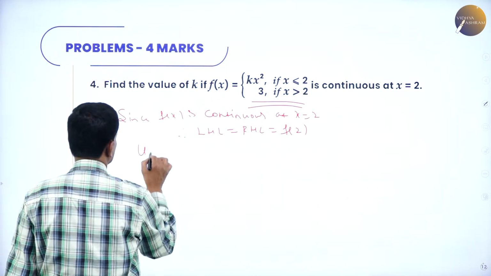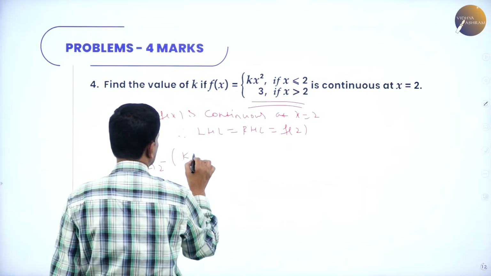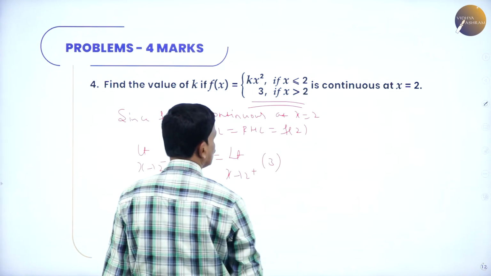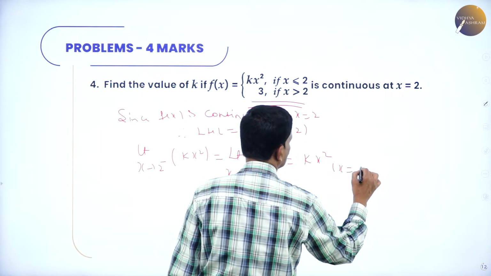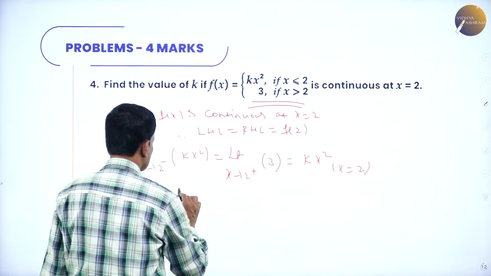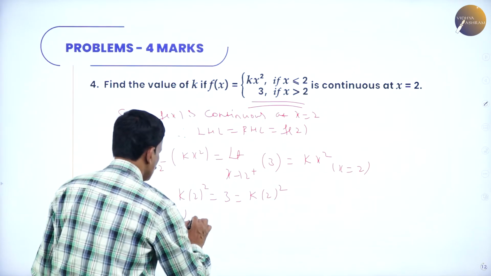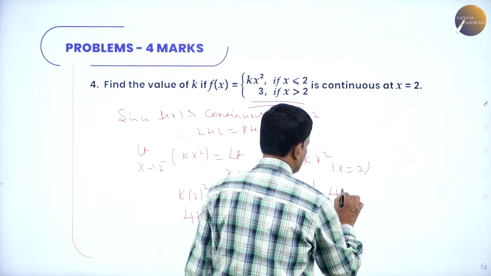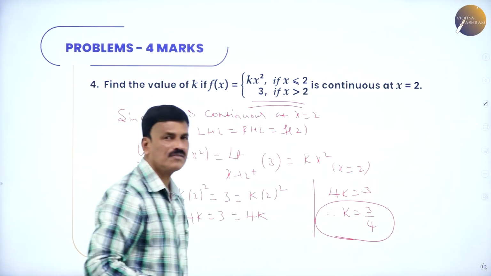Now, what is left hand limit? Straight away we can write limit x tends to 2 minus f of x. When x is less than 2, f of x is kx square, is equal to right hand limit, limit x tends to 2 plus f of x. When x is greater than 2, it is 3, and the functional value when x is equal to 2 is kx square at x is equal to 2. This is given. Left hand limit is equal to right hand limit is equal to functional value. So, put x is equal to 2, this is 3, again k into 2 square. So, 4k is equal to 3 is equal to 4k. Equate it, therefore 4 into k is equal to 3, therefore k is equal to 3 by 4. That's it. The value of k is equal to 3 by 4.